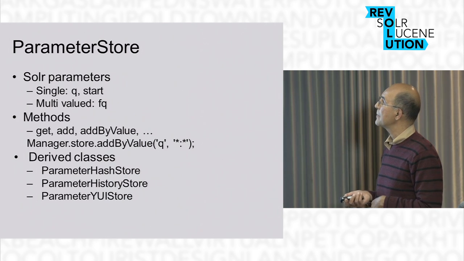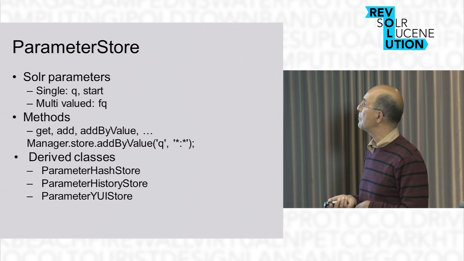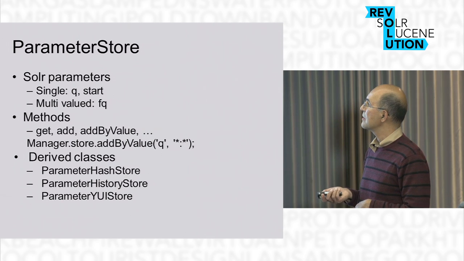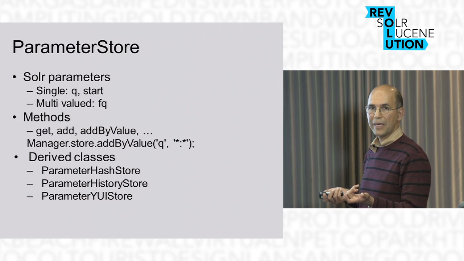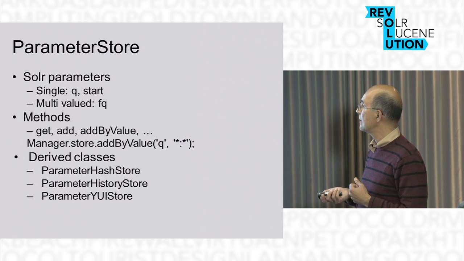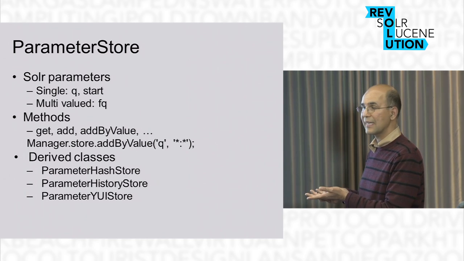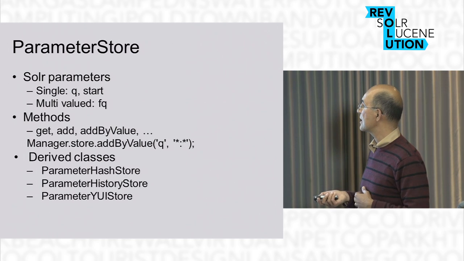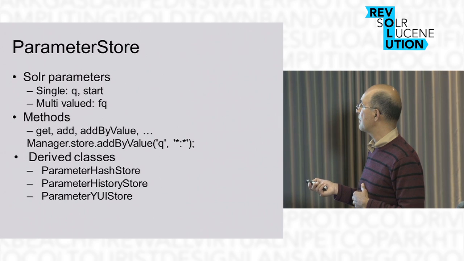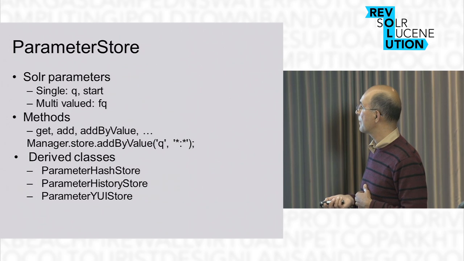Now let's talk about the ParameterStore component. ParameterStore's job is to hold different query parameters as well as the return result. There are a bunch of methods offered by this component to set and get things. Here in this example, I'm setting the value of the queue to the well-known WildStar query.